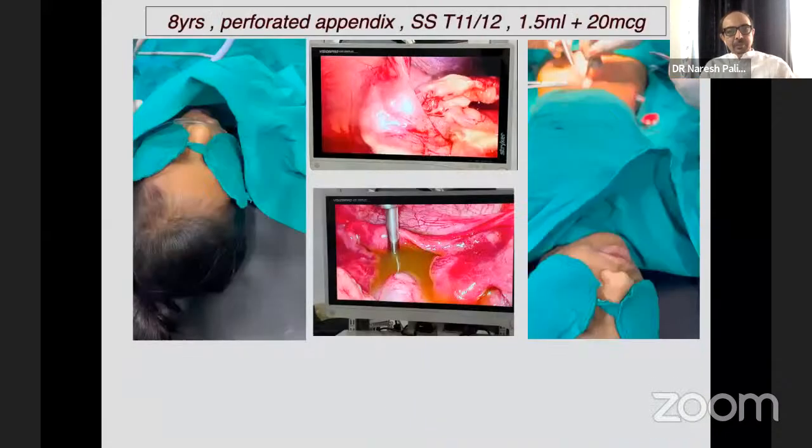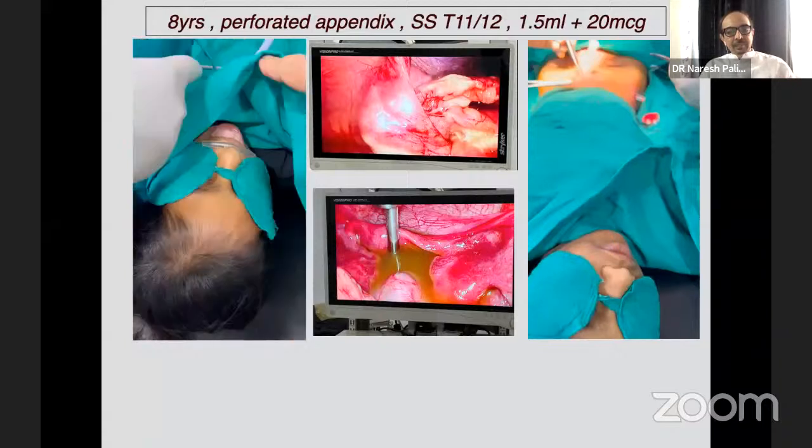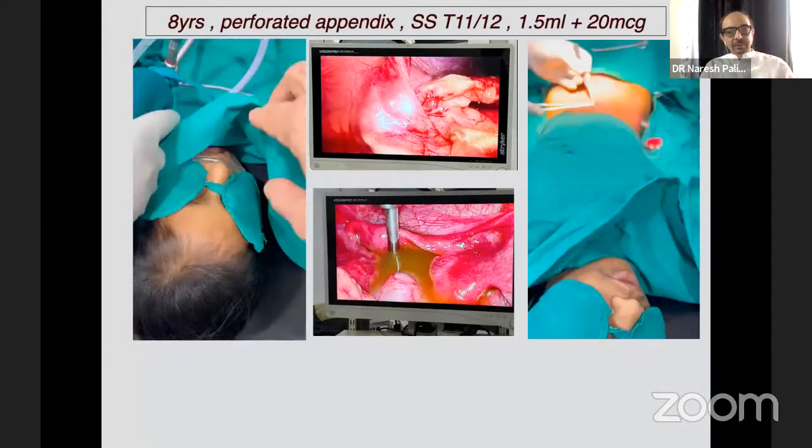This is again an 8 year old with a perforated appendix, done last week only. You can see the abdomen filled with pus.